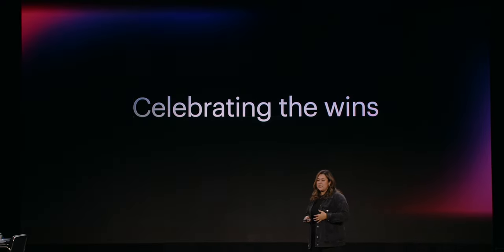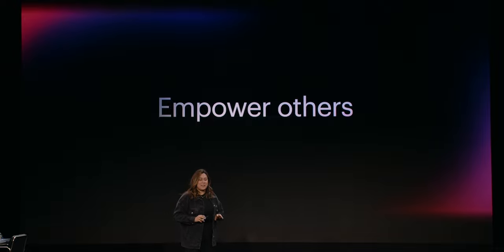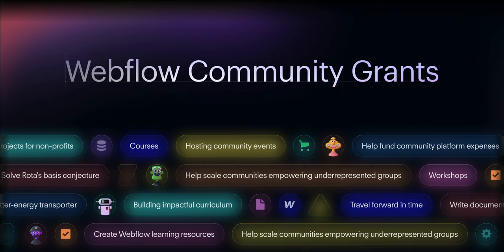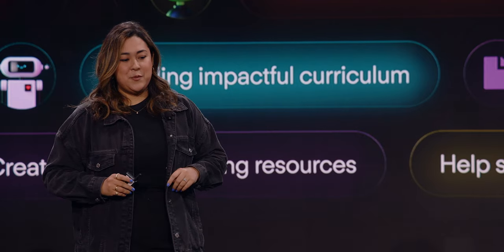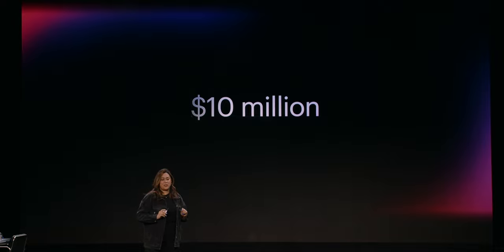And now we know showing up doesn't just mean celebrating the wins with the community. It's also about understanding how we can step up to really empower others. And there's a lot that we're doing there, but today I want to talk about two things specifically. First, community grants. With community grants, we have unlocked $10 million to invest directly into the community.